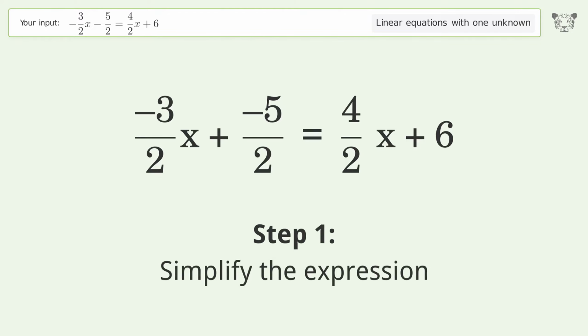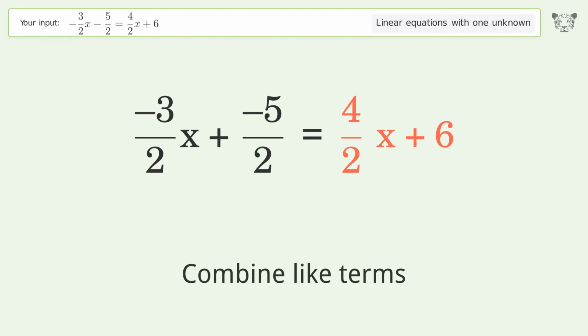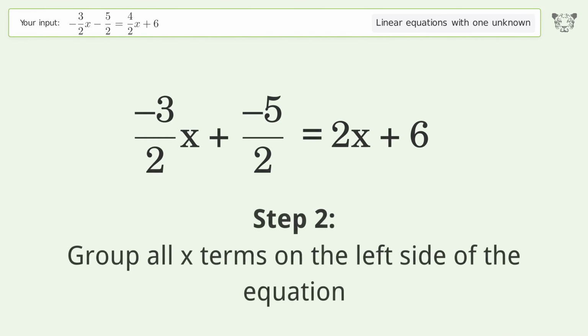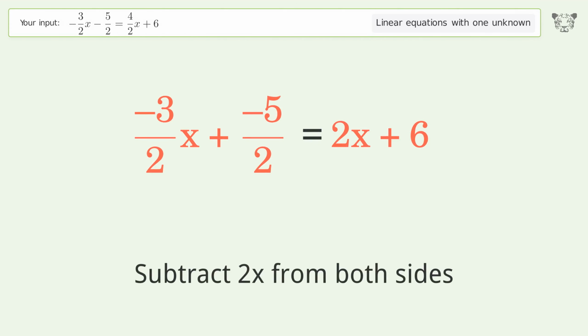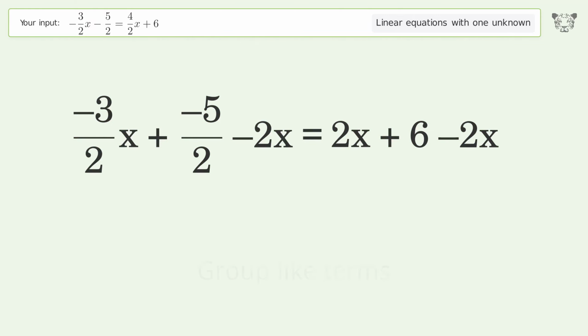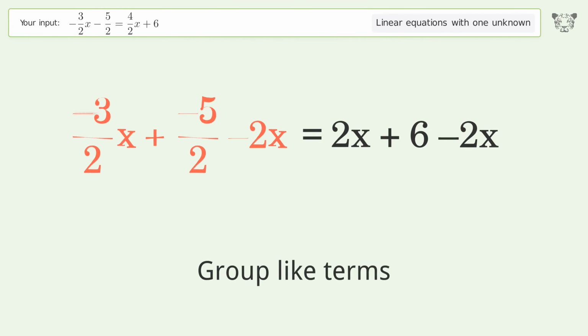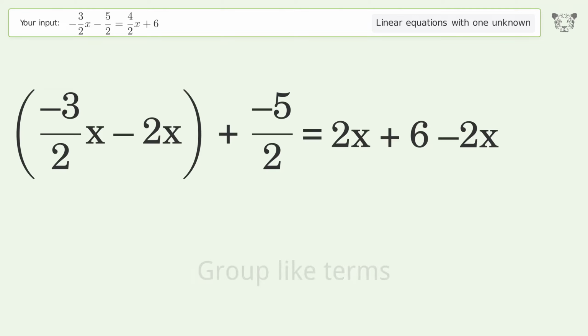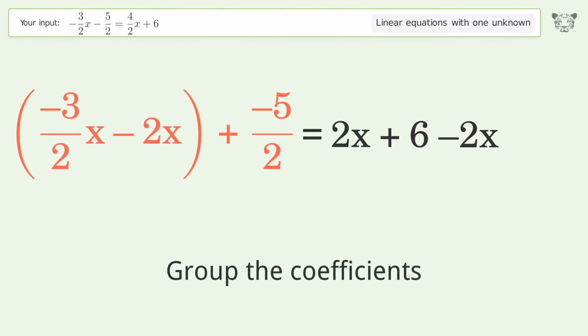Simplify the expression. Combine like terms. Group all x terms on the left side of the equation. Subtract 2x from both sides. Group like terms. Group the coefficients.